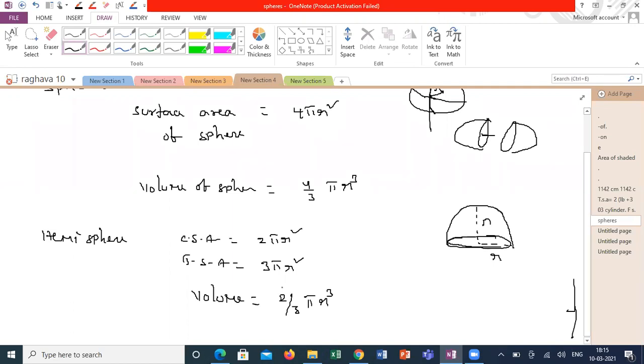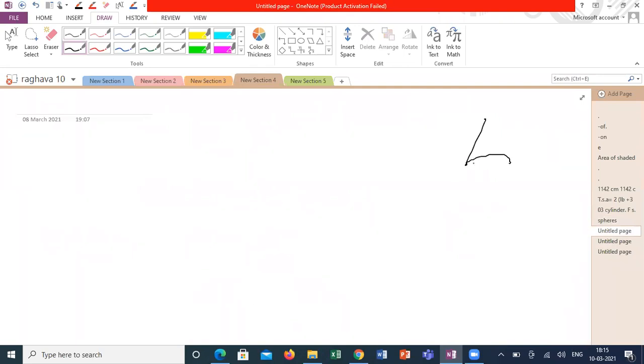Frustum of the cone is not there. Frustum of the cone is, if I am cutting a cone with respect to the base, the cone is divided into a small cone and the remaining part, with circles at the top and base. This remaining part is called frustum of cone. That is not there. Correct? Everything is eliminated now, frustum of the cone. Yes, sir.